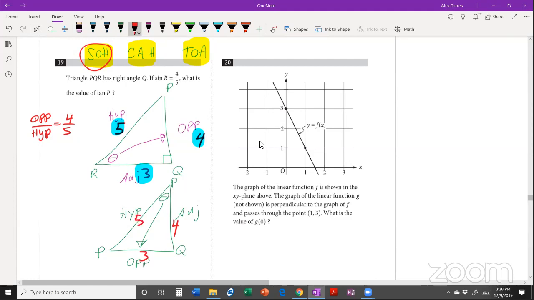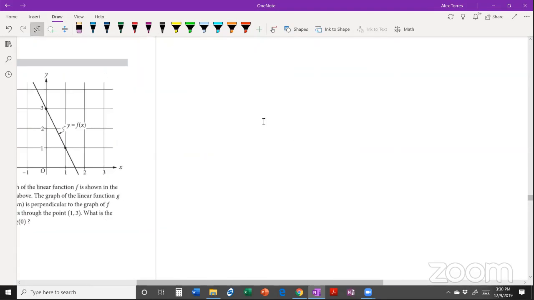So what is the tan of P? Tan right here is opposite over adjacent. So the opposite we already know is 3, and the adjacent is 4. And that is the answer to our question, 3/4. Also known as 0.75, by the way. Okay, going over to number 20 now.